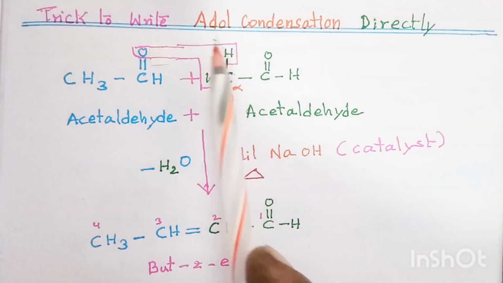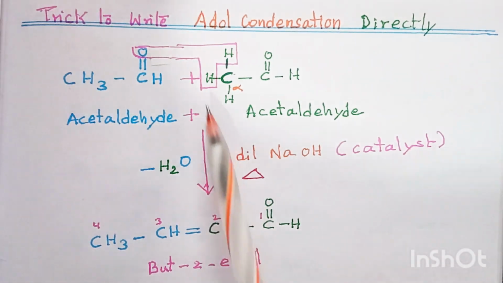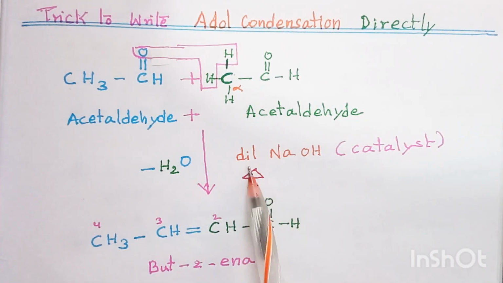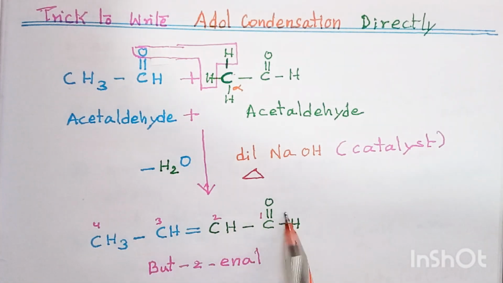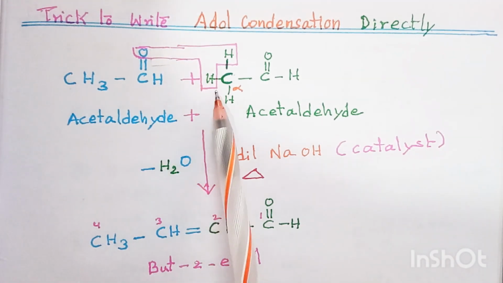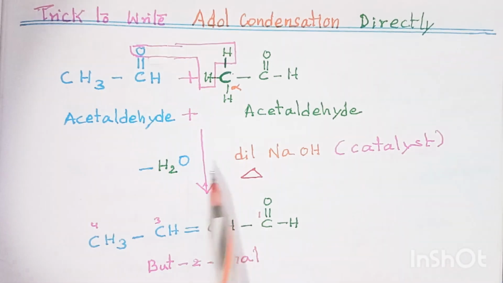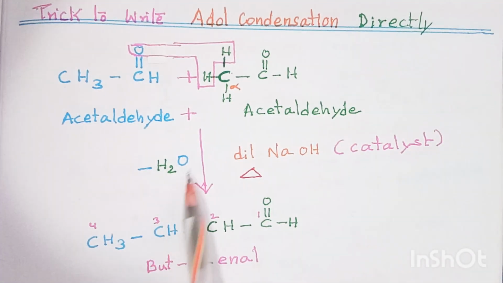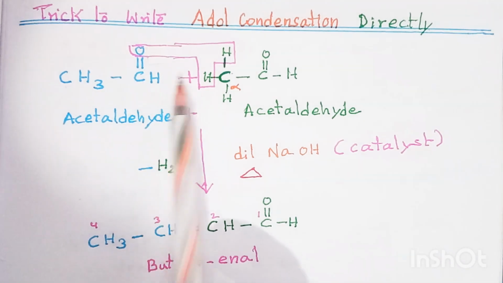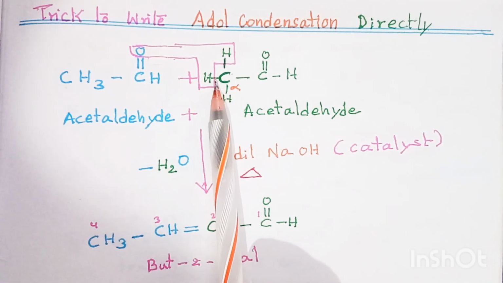For the second molecule of acetaldehyde, we have elaborated CH3 as C, H, H, H. So it has 3 alpha hydrogen atoms. We combine in presence of dilute NaOH acting as catalyst and in presence of water, we can directly write aldol condensation product. This oxygen of the first molecule of the acetaldehyde will combine with two alpha hydrogen atoms of the second molecule of the acetaldehyde to give out a water molecule. As a result of this, the double bond will be shifted to between this CH and this alpha carbon.